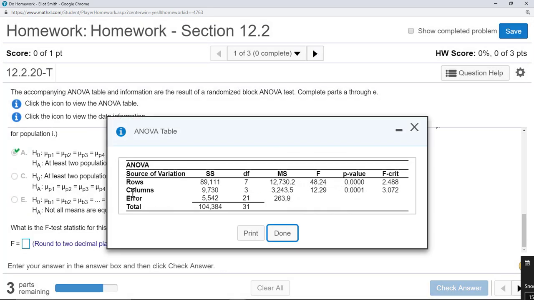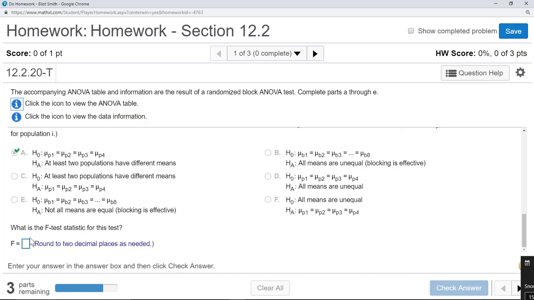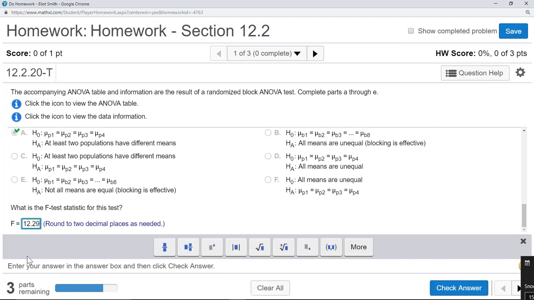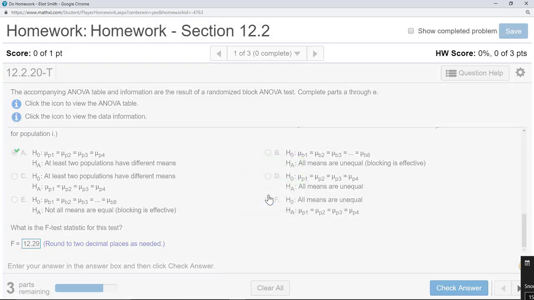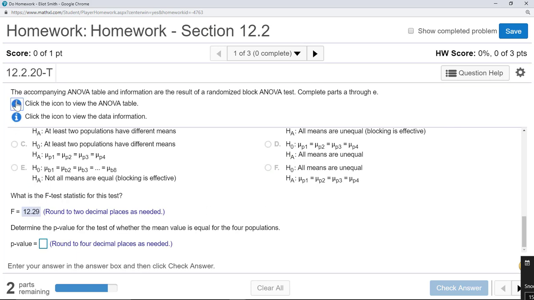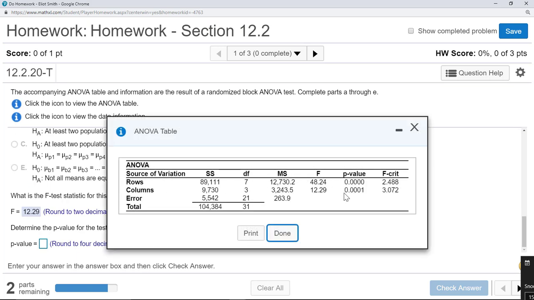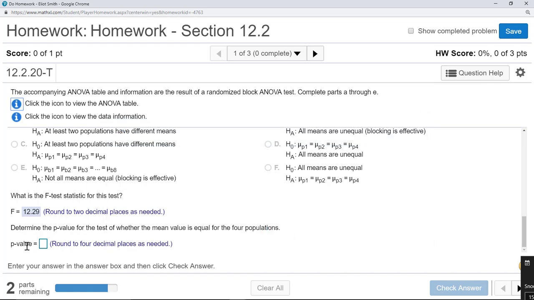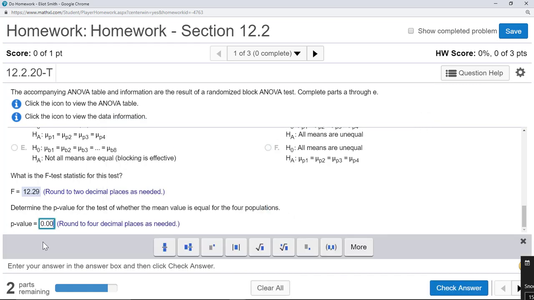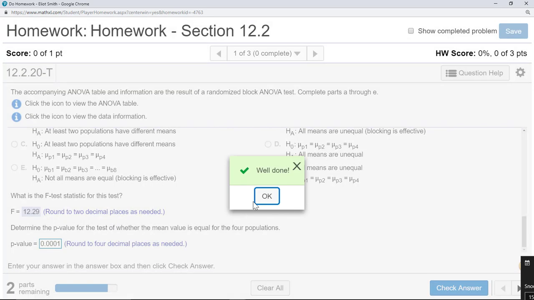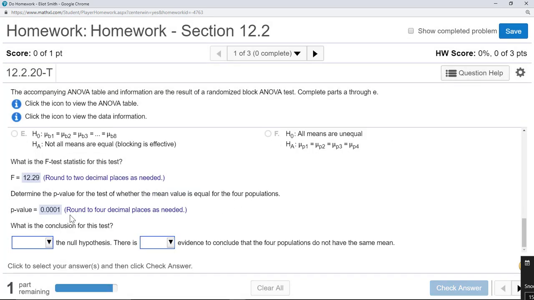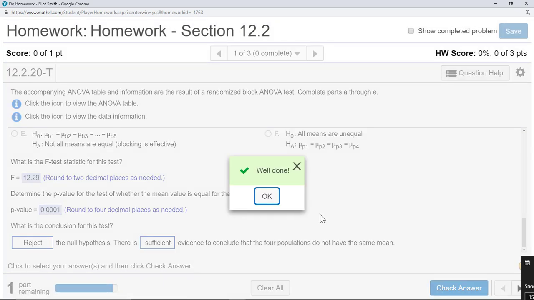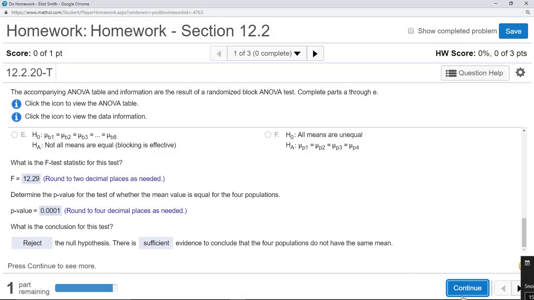F test statistic, we're going to go across columns and see 12.29. For the F test statistic, p-value, again, going across columns. So we see 0.0001. And there we go. 0.0001 is less than alpha, so we reject. Sufficient evidence that all 4 populations do not have the same mean.